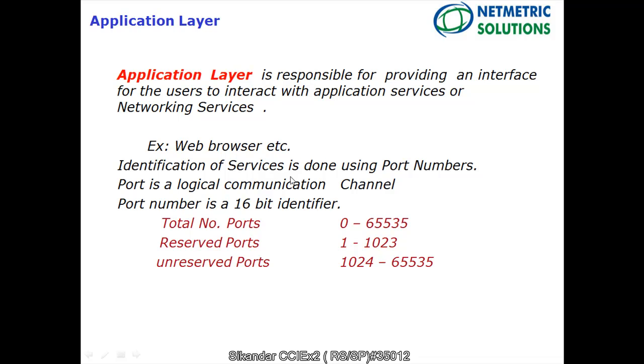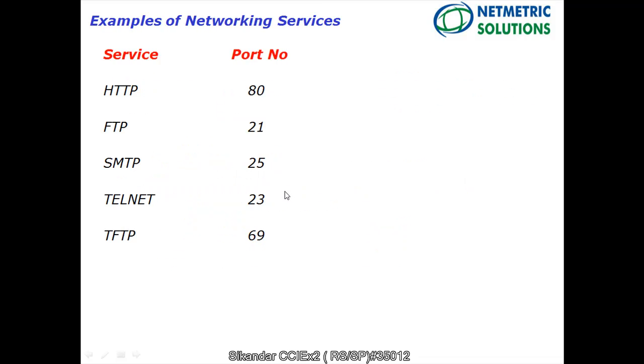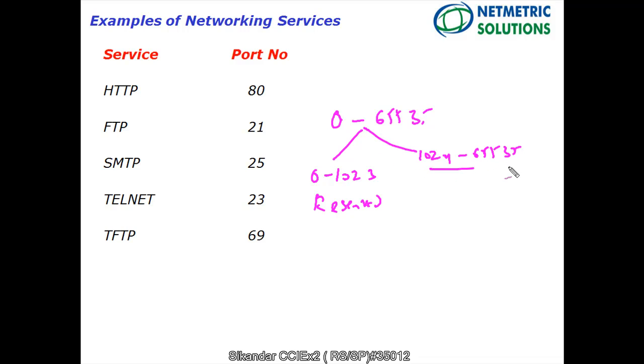Identification of the service is done based on port numbers, which means each and every service is identified with a logical port number. The range of port numbers is 0 to 65,535, the default range. In that, 0 to 1023 we call reserved port numbers, whereas from 1024 to the end, 65,535, we call unreserved port numbers. For example, HTTP works on port number 80, which means it comes in the reserved category.